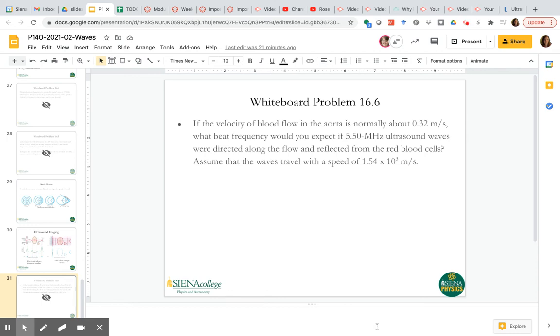Okay, here we go with a little ultrasound application. Whiteboard problem 16.6. So we have velocity of blood flow in the aorta is normally 0.32 meters per second. What beat frequency would you expect if 5.5 megahertz ultrasound waves were directed along the flow and reflected from the blood cells? Assume the waves travel with speed of 1.54 times 10 to the 3 meters per second. Okay, here we go.